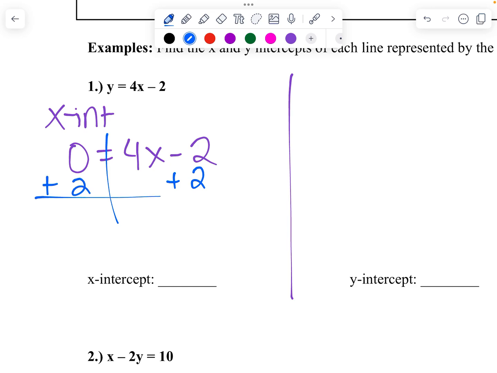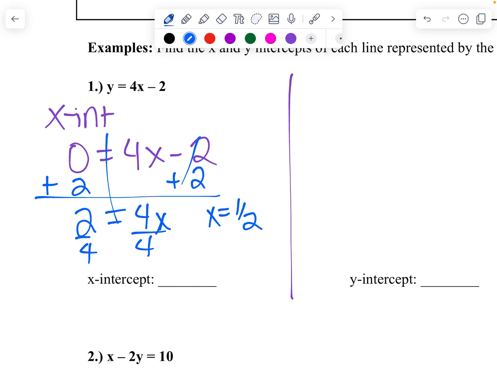We're going to bring the 2 over, and you could do this a couple different ways, but you should get the same result. In the end, we'll divide, and x equals 2 over 4, which we can reduce to 1/2, or you could do 0.5. So our ordered pair is going to be 1/2 or 0.5, comma, 0.